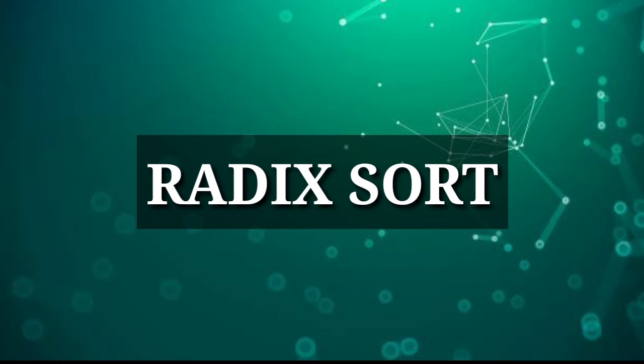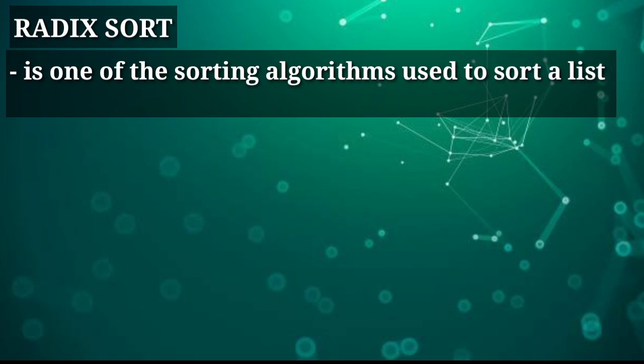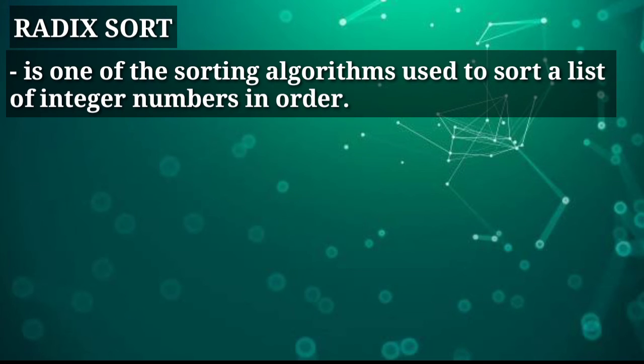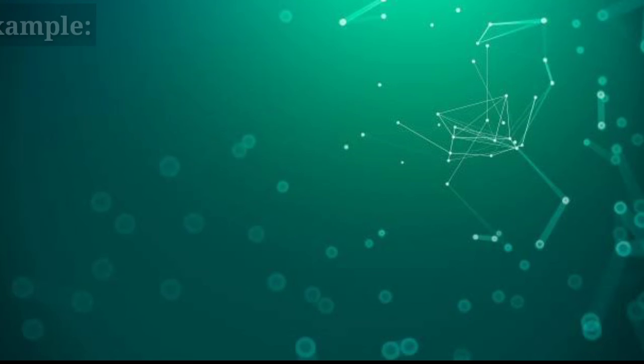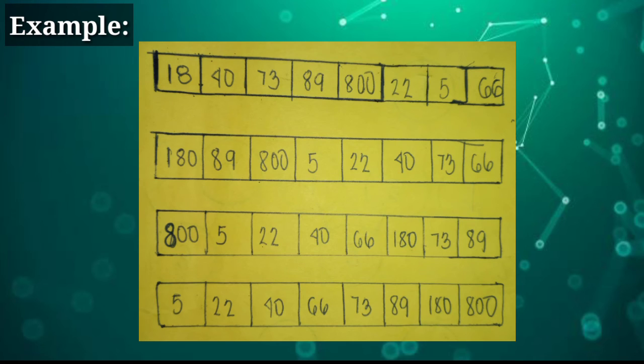Next is radix sort. Radix sort is one of the sorting algorithms used to sort a list of integer numbers in order. For example, we sort the numbers from least significant digit to most significant digit. So we use counting sort as a subroutine to sort. This is an input array. First, consider the ones place, which is 0, 0, 3, 9, 0, 2, 5, and 6.